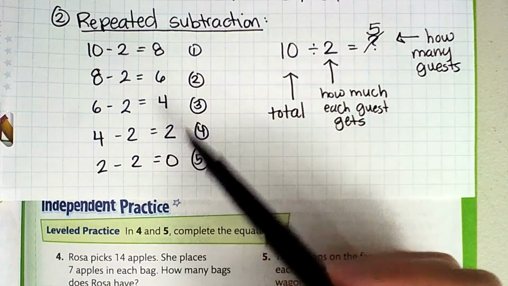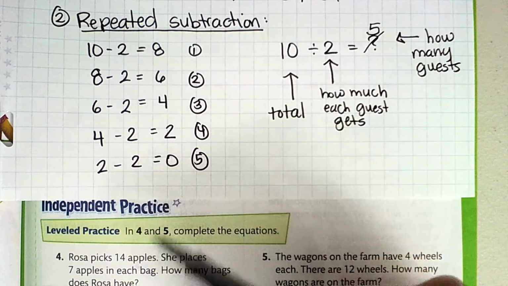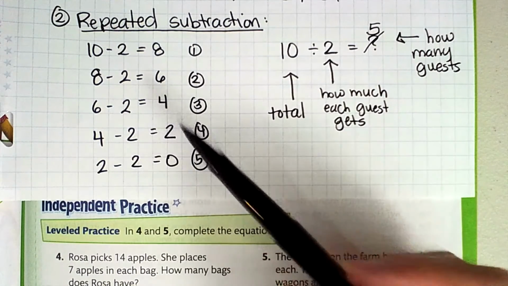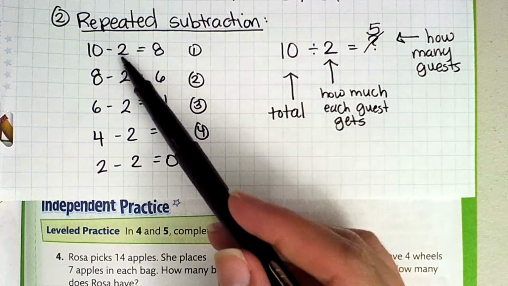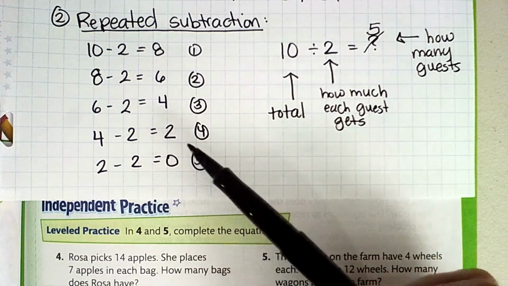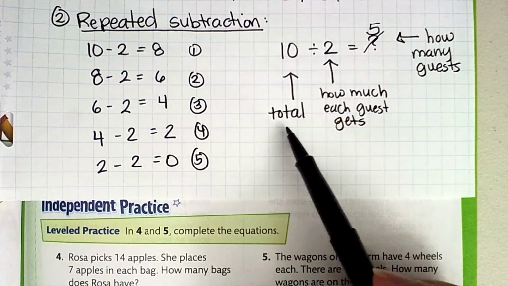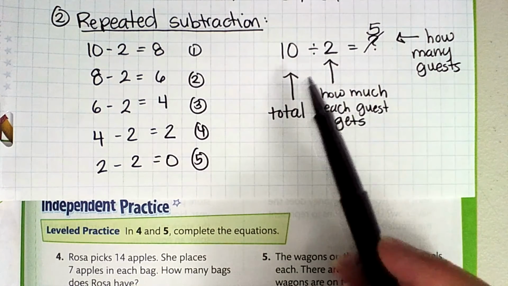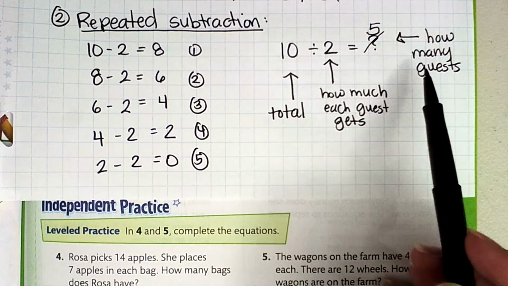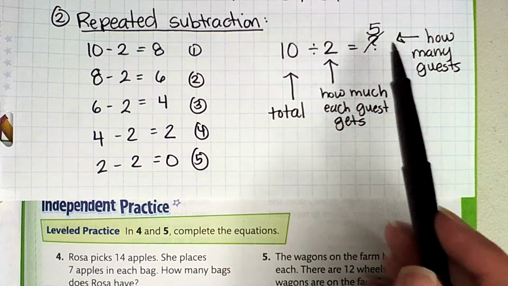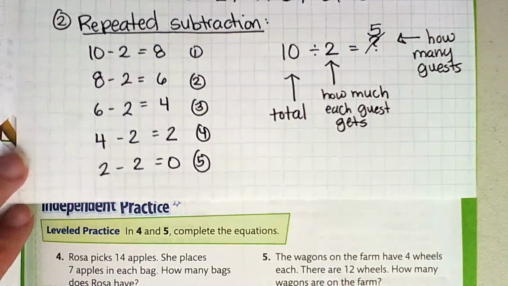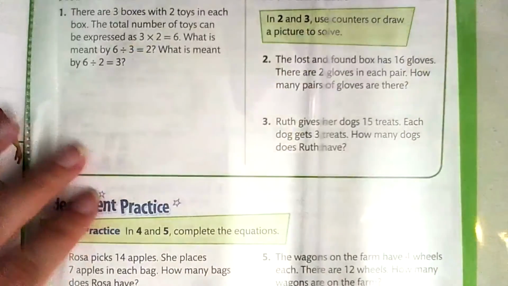Now, the reason this works is you're basically doing the same thing you did before. You're passing out what you have in the number that you have in the groups that you have until you run out, until you get to 0. So we took away a group of 2, we took away another group of 2, another group of 2, another group of 2, another group of 2, until we got to nothing left. So here's our total number of strawberries. 2 was how many strawberries each person got. And our mystery number in the beginning was how many guests were going to be able to eat strawberries. And we found out that our mystery number here is 5. So let's go ahead and take a look at our guided practice questions together.